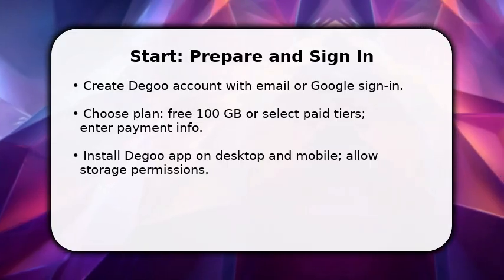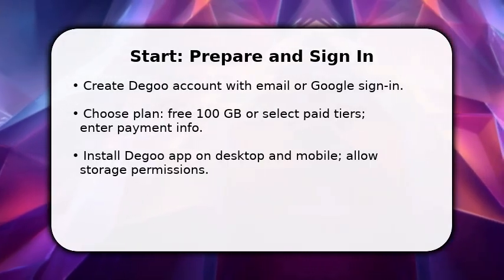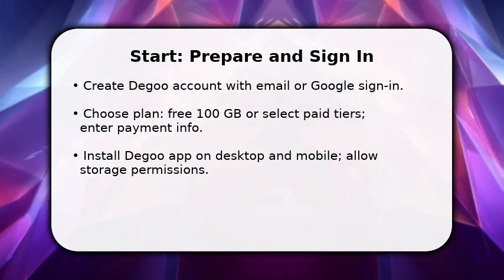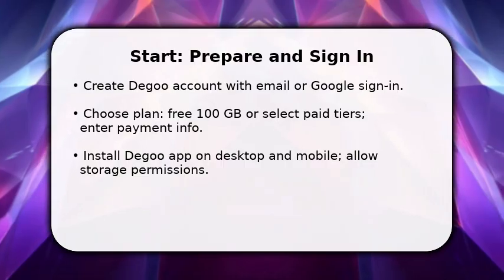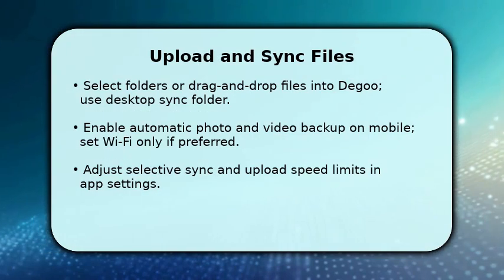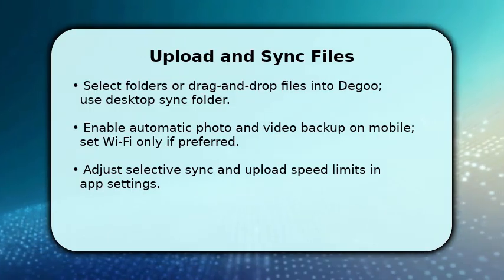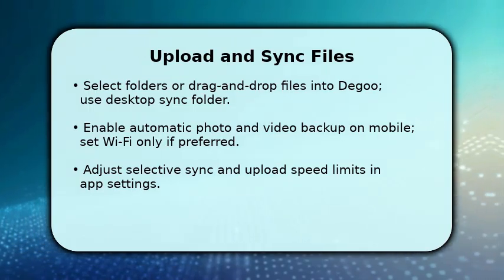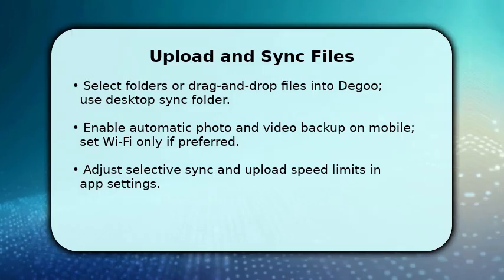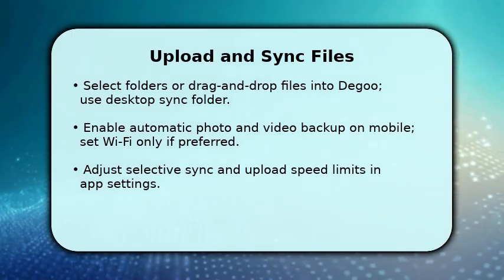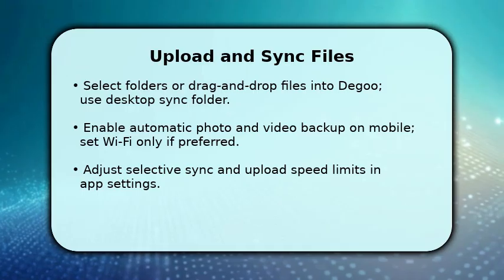Make sure your devices have stable Wi-Fi during initial sync, because that first upload is often the largest and sets your baseline. Now focus on the middle steps for reliable backups. On desktop, move important folders into the Degoo Sync folder or drag and drop files into the app to start uploading immediately. On mobile, enable automatic photo and video backup and choose Wi-Fi only to save mobile data.